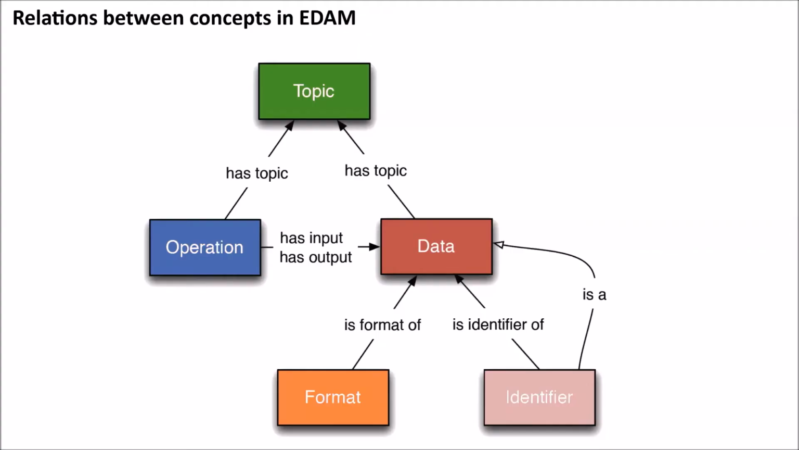There are a couple of relations which are maintained between concepts in EDAM. For example, the identifier, which is a distinct subsection under data, could be an identifier of some other kind of data or possibly some other entities.